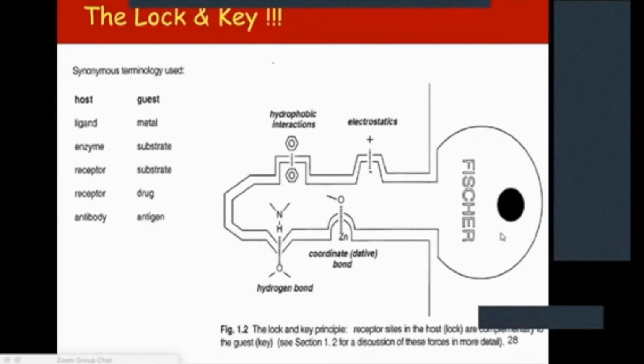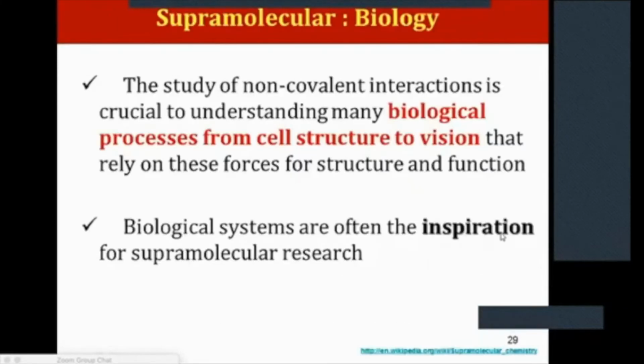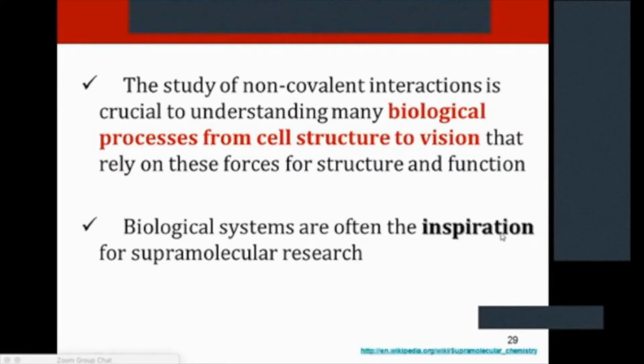Biological systems are often the inspiration for supramolecular research. Even now we are struggling hard to find a drug or a vaccine for COVID. We know the structure of the virus, how it goes inside the body, where it attacks, and we know the receptors. So we take out the receptors and then synthesize drug molecules, and there should be an exact interaction between those receptors and the drug so that the virus cannot multiply and the disease will be cured. So supramolecular interactions are very important.